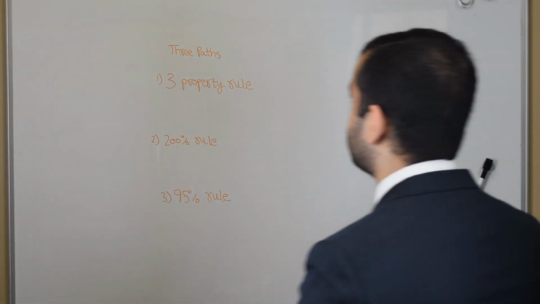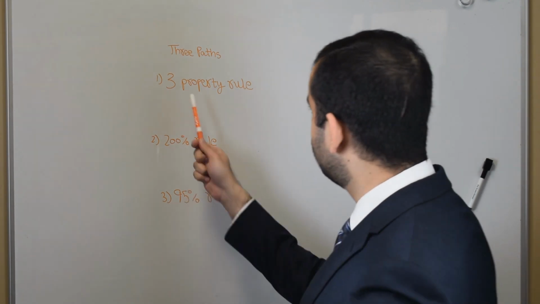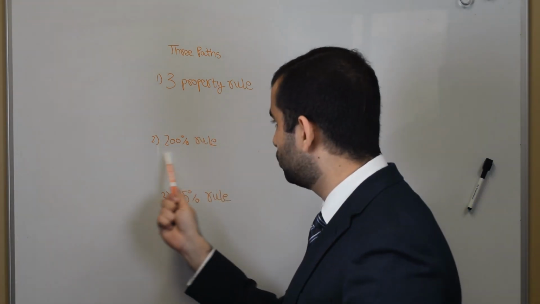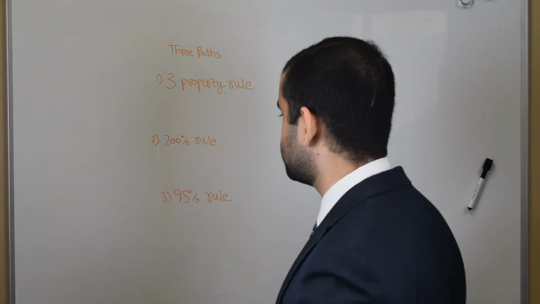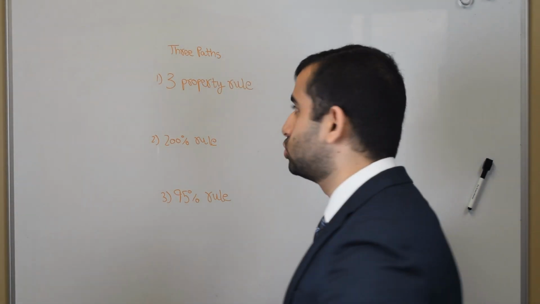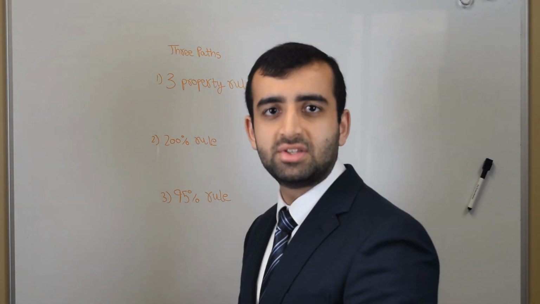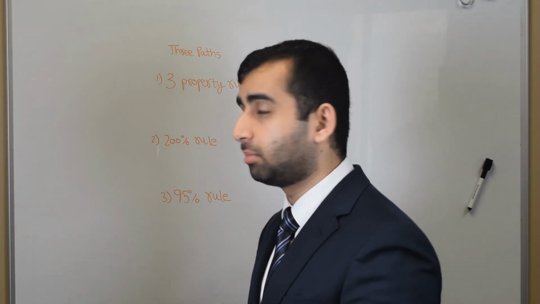So here are the 3 paths you can take, or 3 rules, whatever you want to call it. We have the 3 property rule, the 200% rule, and the 95% rule. Let's start with the 3 property rule, which is actually the most commonly used one. What can you do here? When you close, you have 45 days to identify replacement properties.